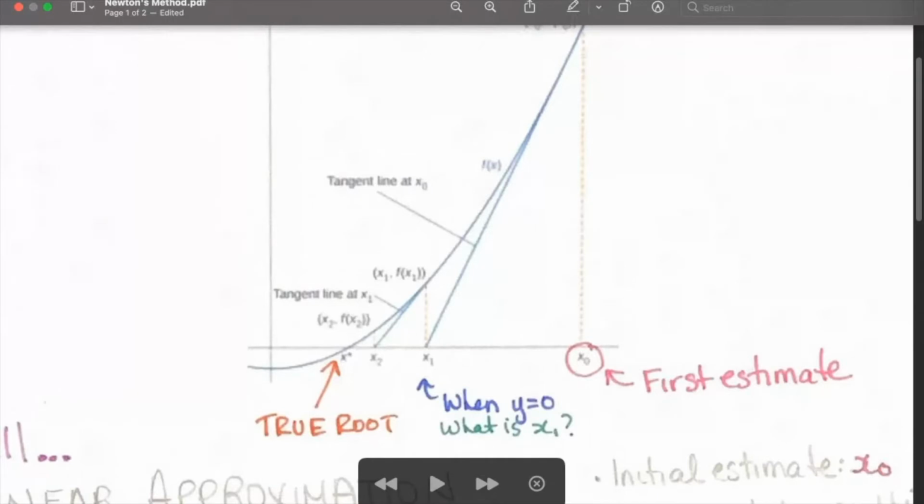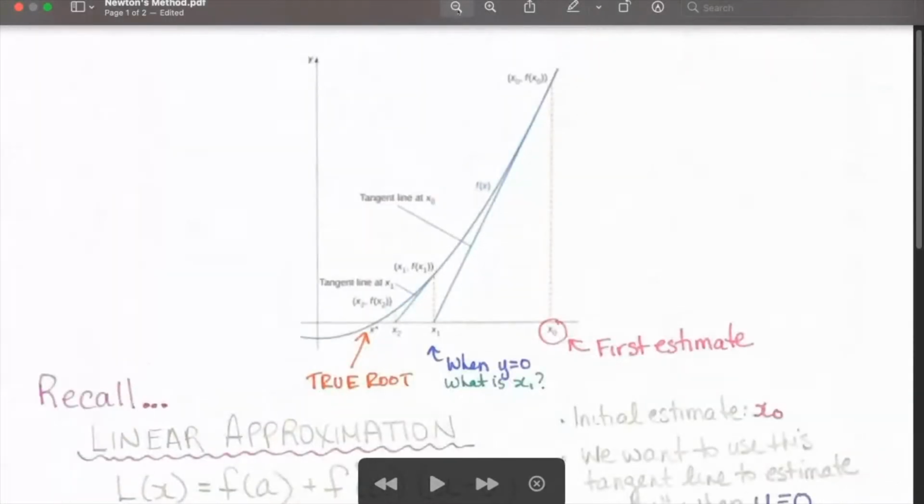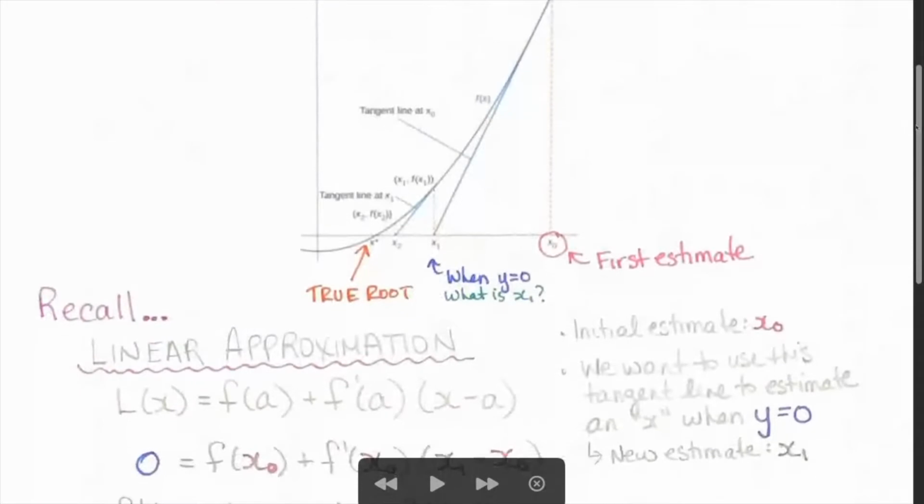So what we're going to do is start off with our linear approximation formula, which is L at x equals f at a plus f prime at a times x minus a. And I'm going to substitute in my first estimate, which I'm going to call x naught. I'm going to sub that in for a. I'm going to sub in y equals 0 because I want to figure out the x value, x1, that occurs when y is equal to 0. And I know that this x value, my x1, is going to be a better estimate of my true root than my original estimate x naught, okay?